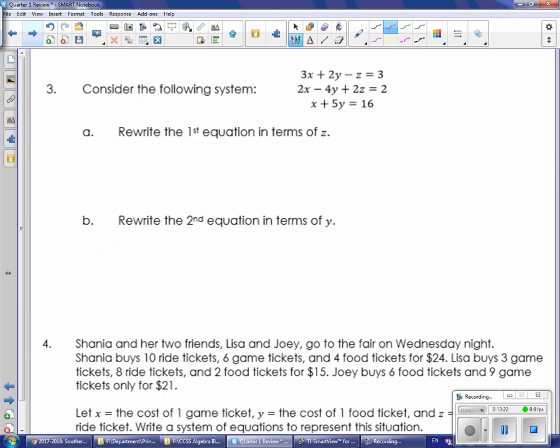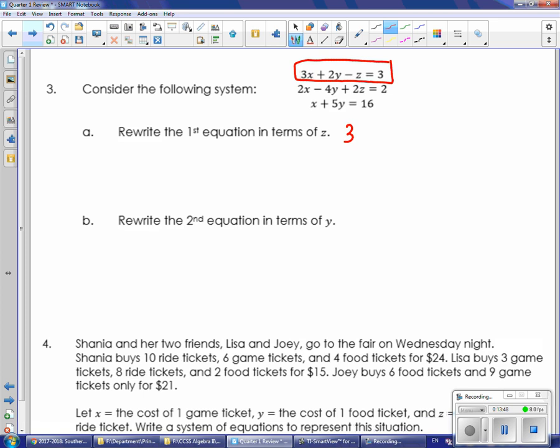All right, so let's take a look at number 3. It says to consider the following system. So you're given a system with 3 variables, 3 equations, and it says to rewrite the first equation in terms of z. So one of the things you have to be able to do on the quarterly assessment is solve for different variables. And this would be the process that you would use if you were solving using the substitution method. So basically what I want to do in that first equation is get the z all by itself.